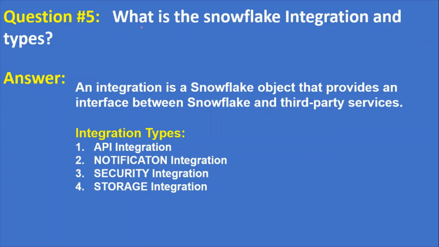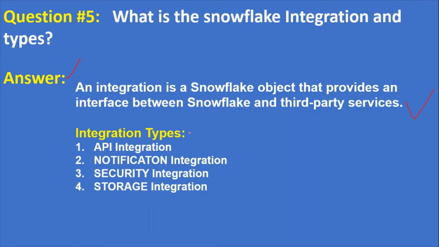Question 5, what is a Snowflake integration and its types? The answer is, an integration is a Snowflake object that provides an interface between Snowflake and third-party services. Please note that if you are going to use any third-party services like Lambda functions or Azure functions, then you have to create an integration in Snowflake. With that integration, you can interact with the third-party services.